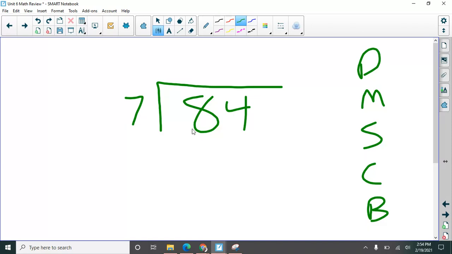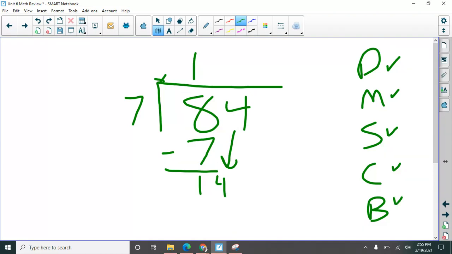D for divide. 7 goes into 8 one time. M for multiply. 1 times 7 equals 7. Okay, and I want you to keep going until you have the right answer. Okay, do that division problem. All right, let's see if you kept going in the right direction. We'd have 1 here. 1 is smaller than 7, so we check and bring down the 4. Yep. And now back to the top.